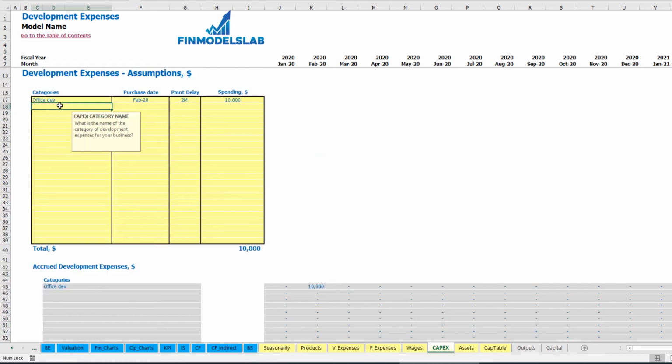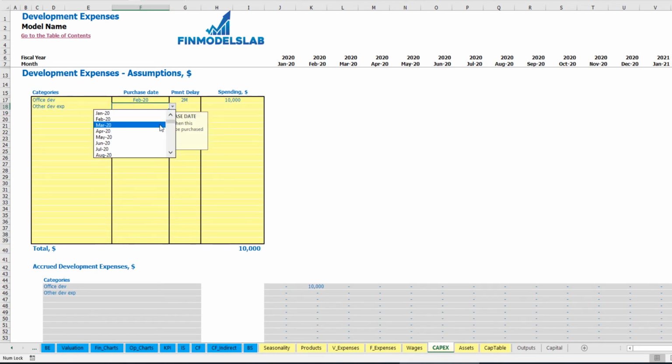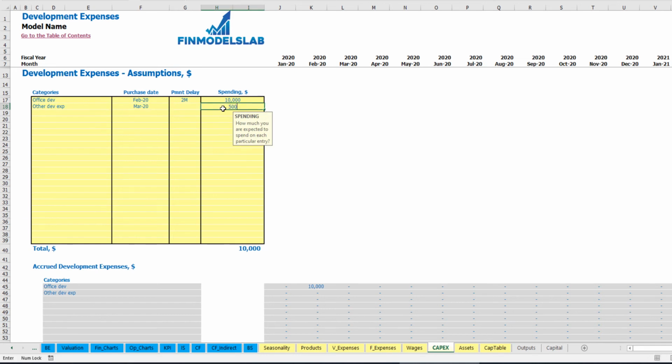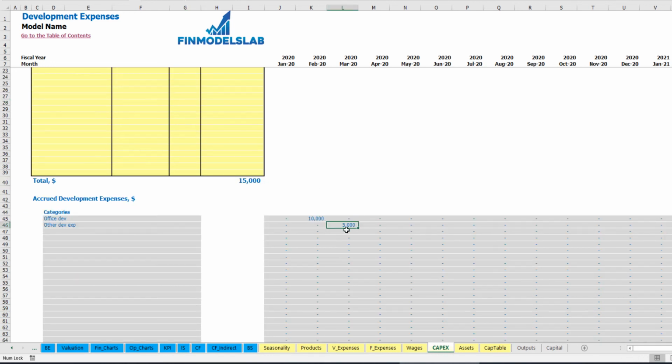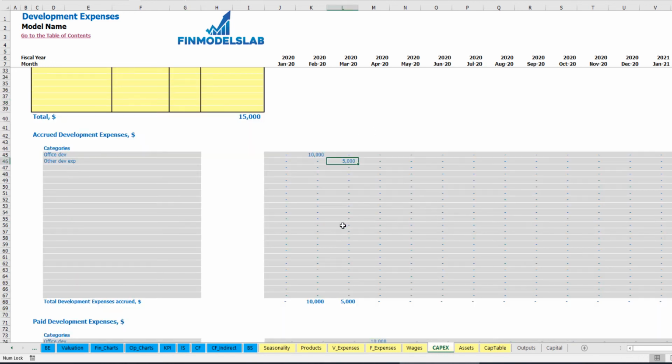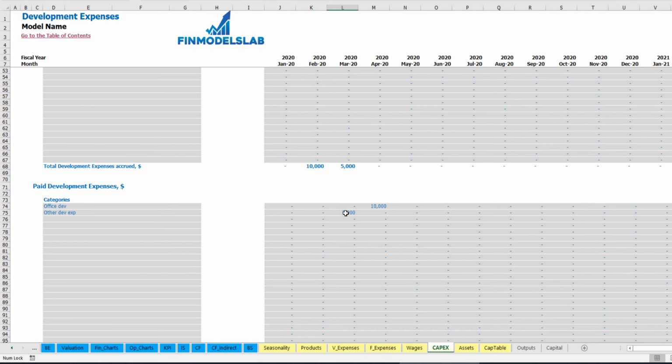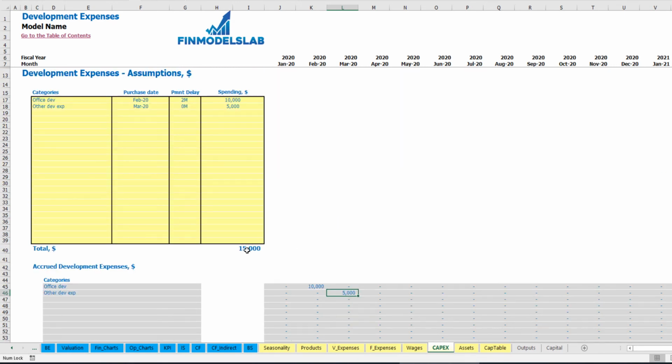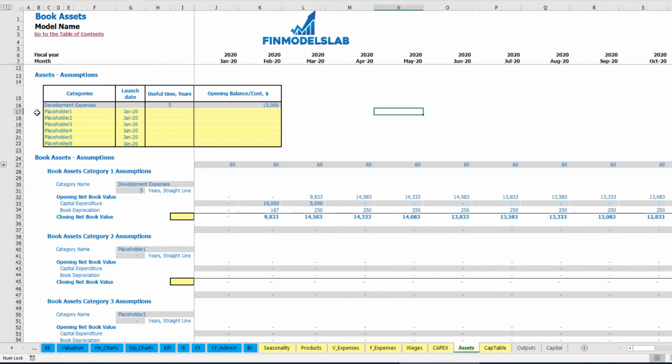Let me give you another example. Other development expenses. Let's say March 20, $5,000 with 0 payment delay. This means that this amount is accrued in March and paid in March as well. The total amount of development expenses you may find in the Assets tab.